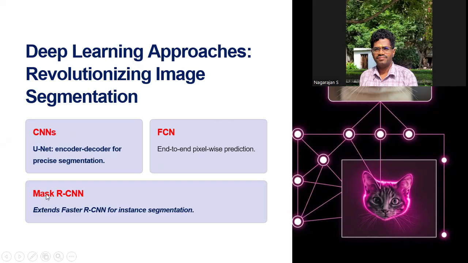And Mask R-CNN is very important because it extends the concept of Fast R-CNN for instance segmentation. As I told you, in instance segmentation everything is in boxes. So what are the objects in the box? If there are two objects, each single object will be bounding-boxed here.